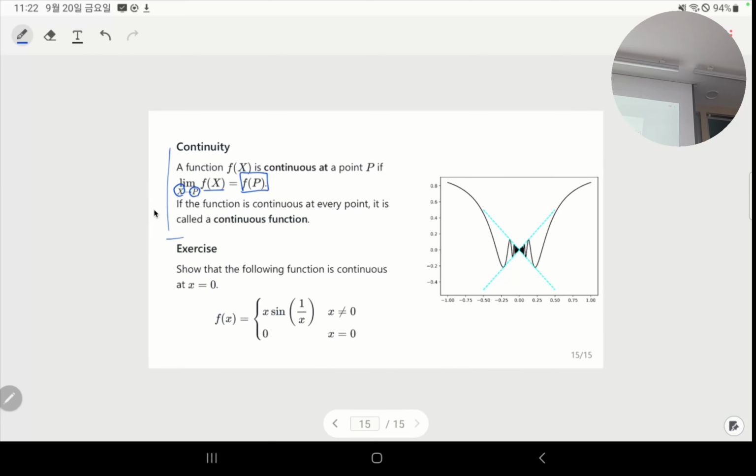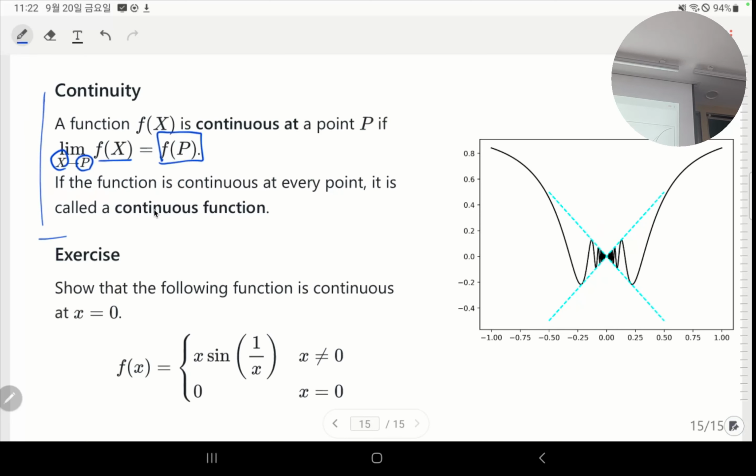And you can see that it's not a continuous curve that you can imagine, because you have an infinite number of oscillations as x goes to 0. However, it's called a continuous function. It's still continuous. So how do you prove the continuity?